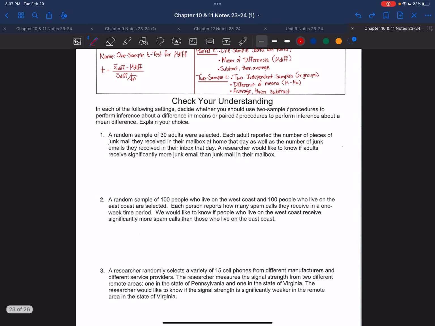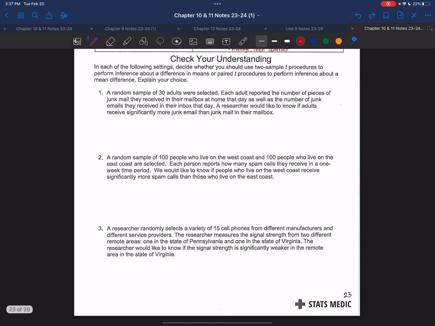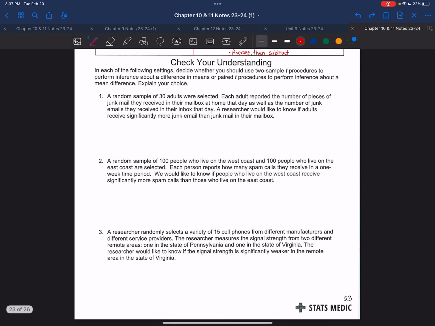All right, so I'm going to leave the check your understanding for you. Again, the key is on Canvas. It's also in this packet here on the QR code. Go through that, and then you can check your work with the key there.